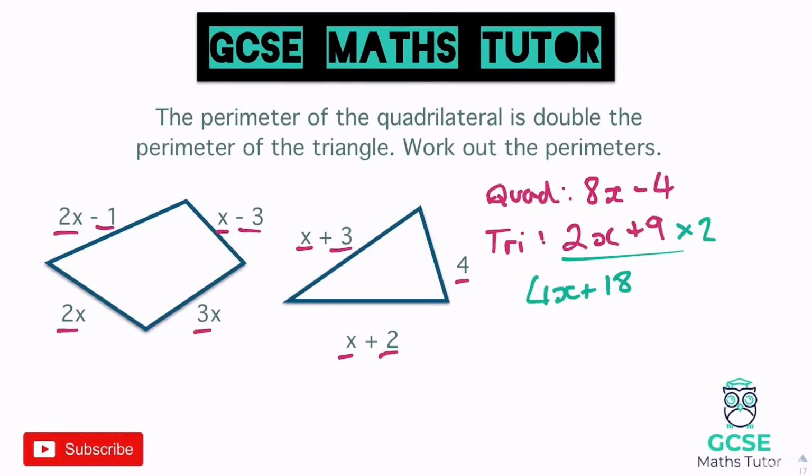Now, because those two perimeters are now equal, we can set them equal to each other using an equation. So we can say this one here, the perimeter of the quadrilateral, 8x minus 4, is equal to this one here, double the perimeter of the triangle. So that's equal to 4x plus 18.